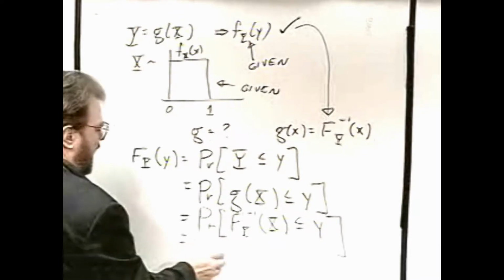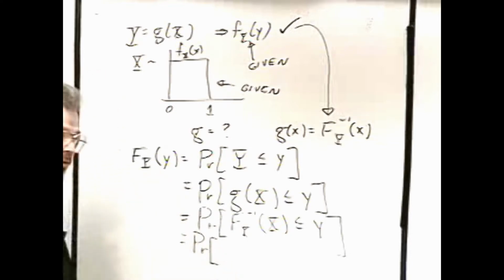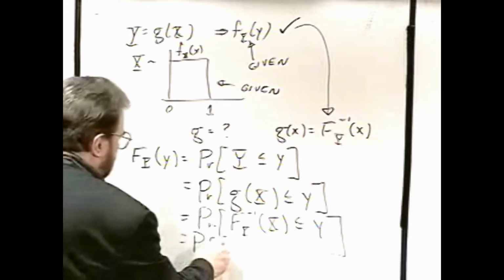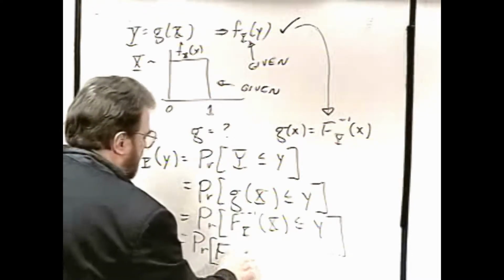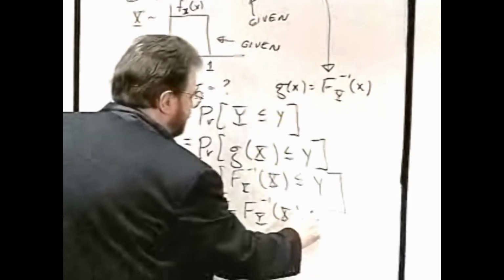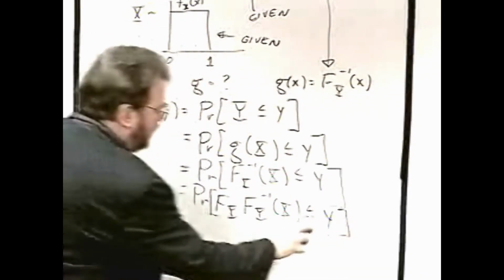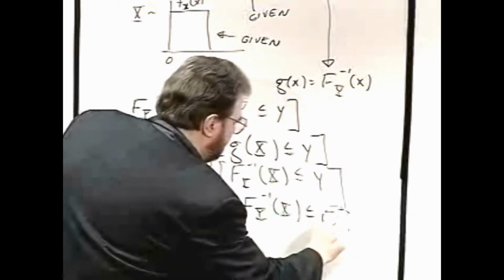Now we are going to operate on both sides by f sub y. Remember, f sub y is strictly increasing, so therefore we can operate on both sides of the inequality with that function without disturbing the inequality. So we're going to operate on both sides by that. Whoops, forgot on the right side here.